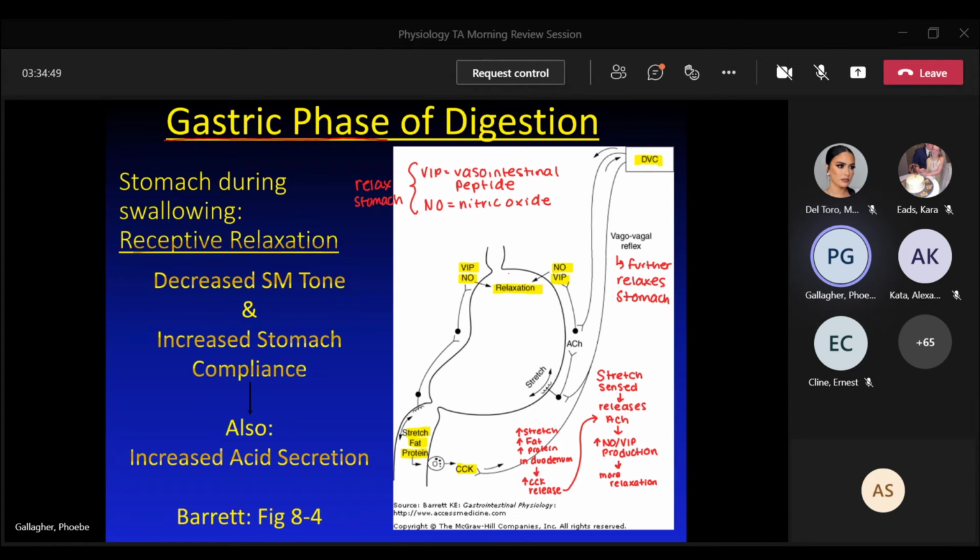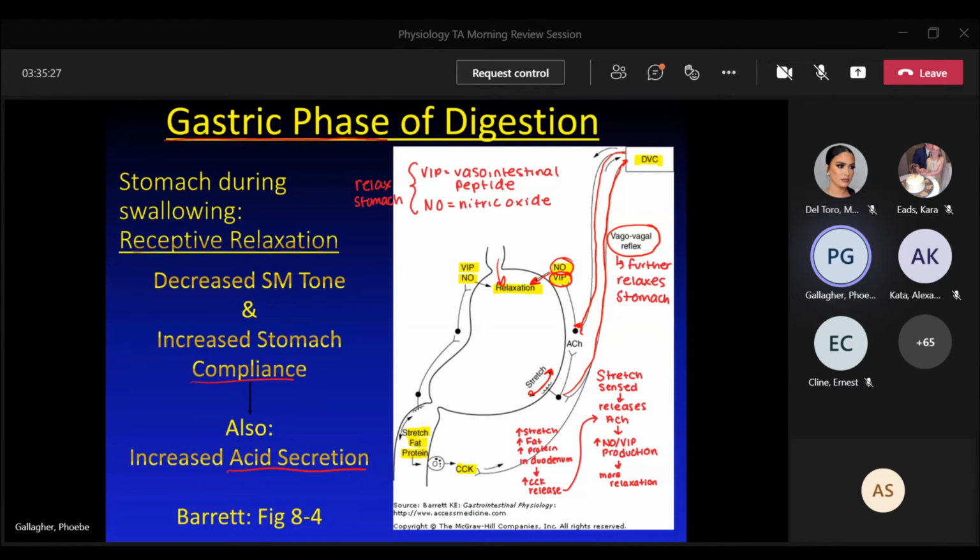As soon as food hits your stomach, it's going to stretch your stomach a little bit. And when your stomach stretches, it's going to signal to the DVC that it has stretched. And this is going to lead to a vagovagal reflex, as we've seen with the esophagus, that leads to the release of norepinephrine and VIP. And remember, both of these are going to stimulate relaxation. So it allows your stomach to relax and accept more food into it. So it increases stomach compliance and also leads to the increase in acid secretion, which we'll see in a few slides from now.